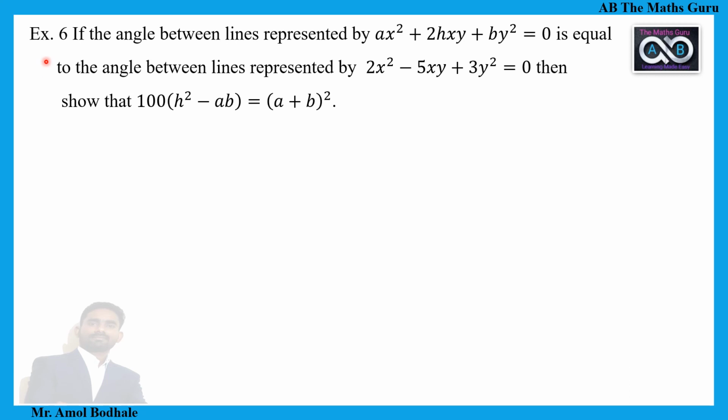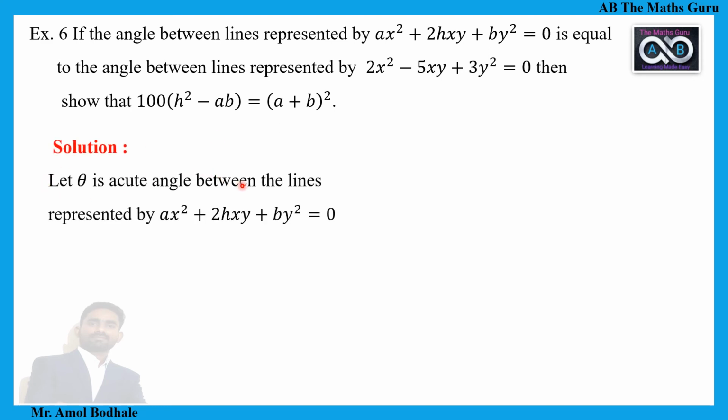Let's see the next example. If the angle between the lines represented by ax square plus 2hxy plus by square equal to 0 is equal to the angle between the lines represented by 2x square minus 5xy plus 3y square equal to 0, then show that 100 into (h square minus ab) is equal to (a plus b) bracket square. Let's see the solution.